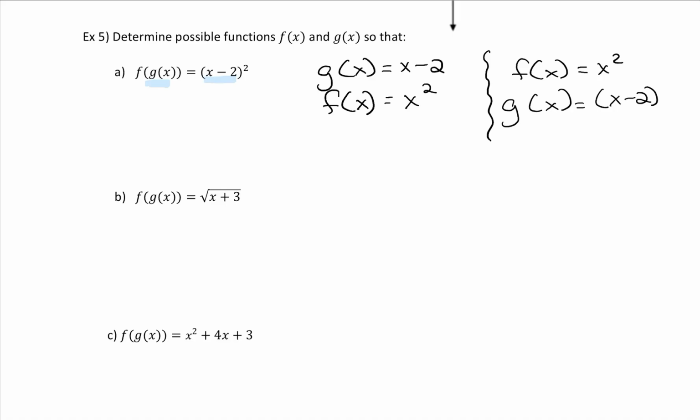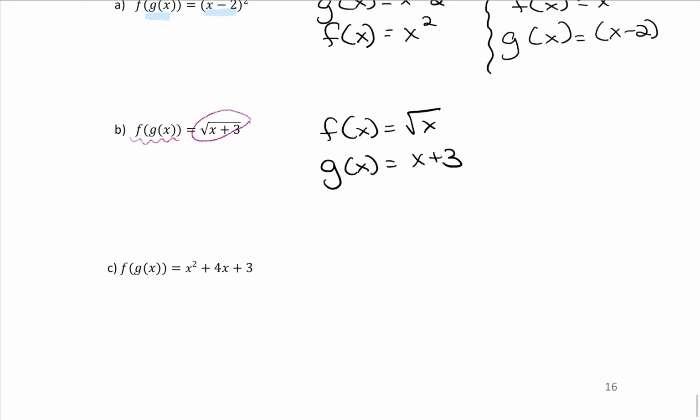So sometimes it's also easier to kind of look at the whole thing as a whole. So if I think of what f of x could be, f of x could be the square root of x. What do I have to put into the square root of x? We're going to call that g of x to get the final answer that I want. Well, if I already have square root of x, then I have to put x plus 3 into it. Okay? So that's possible functions.